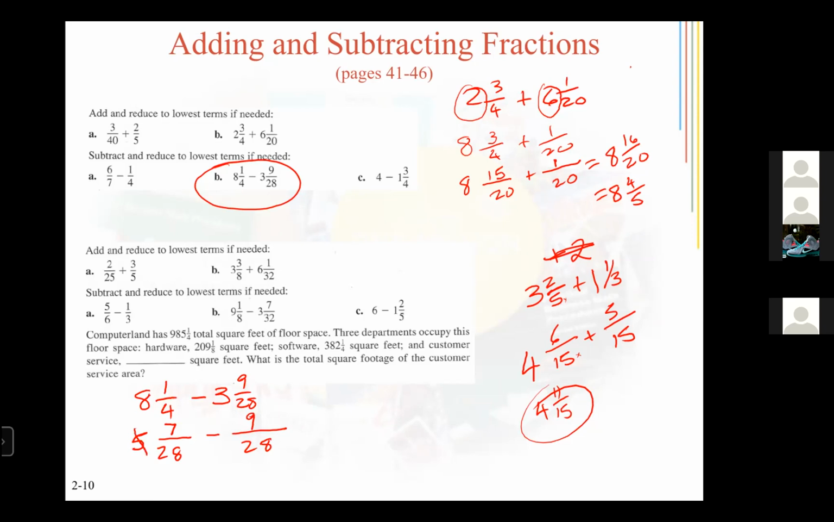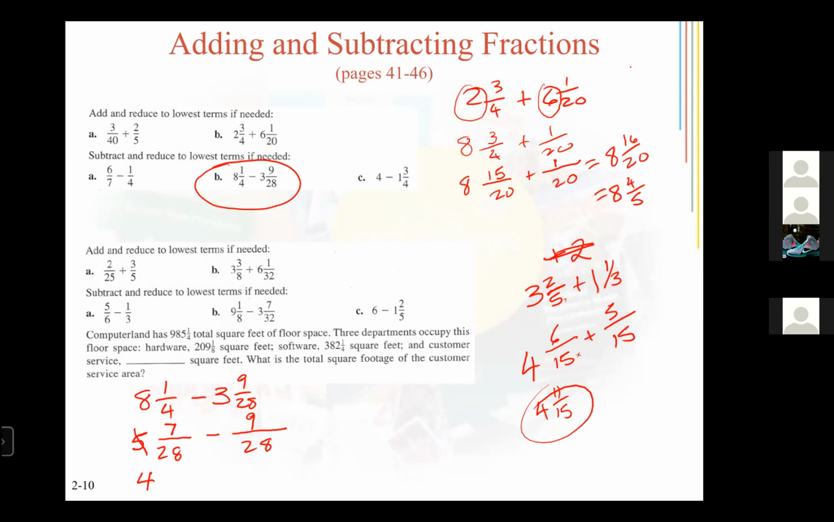You borrow from the 5, so we'd have 4 and 7 over 28. But when you borrow that 1 from the 5, listen now, you're going to change it into a fraction and you're going to use the same base as the fractions you are dealing with. You can't just put it on the 7, because you have to change it to a fraction.